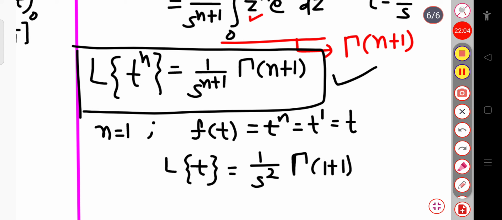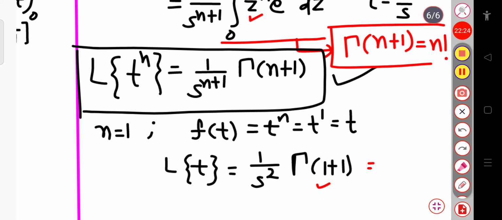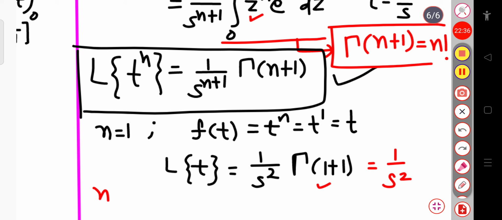You know the gamma of n plus 1 value: gamma of n plus 1 is equal to n factorial. So in place of gamma of 1 plus 1, here n equal to 1, so this will be 1 factorial. So our final answer will be 1 by s square. Similarly, for n equal to 2, f of t will be t square. So you can calculate the Laplace transform of t square.